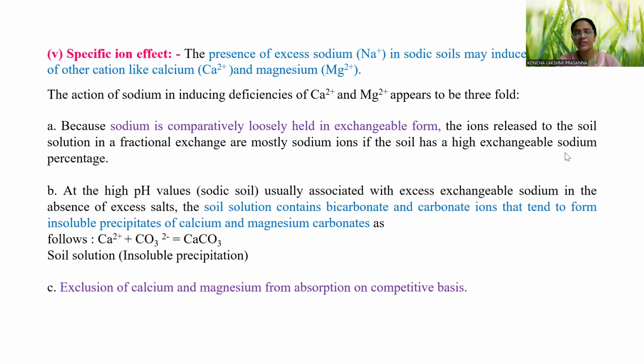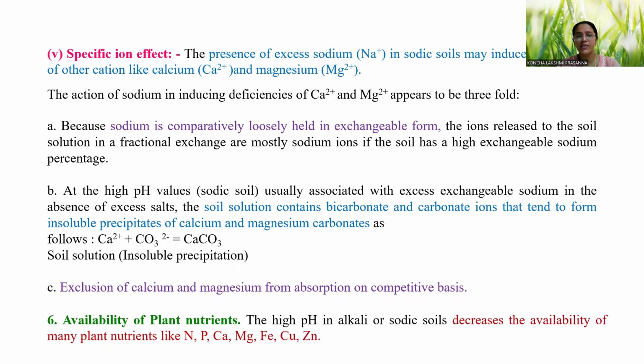So in the specific ion effect, when the sodium concentration is higher, there is a deficiency of other elements like calcium and magnesium. The sodium is loosely held on the exchange complex of the clay. When this sodium is released into the soil solution, it causes a higher pH. At a higher pH, the sodium combines with carbonate and forms sodium carbonate and sodium bicarbonate, thereby causing the deficiency of calcium and magnesium on a cumulative basis. This is known as the specific ion effect on the alkali soils.